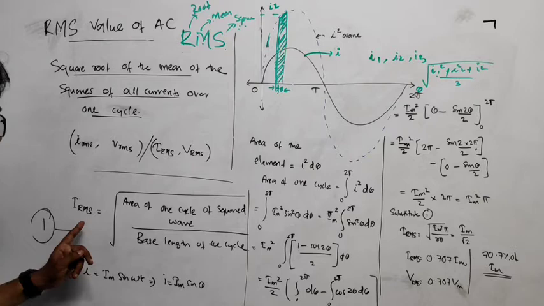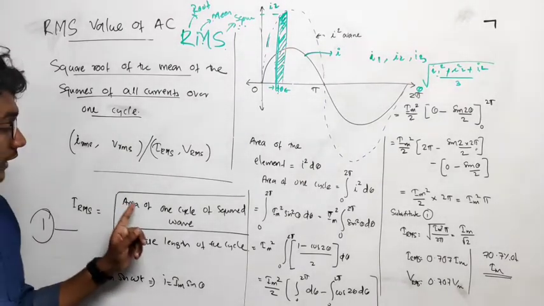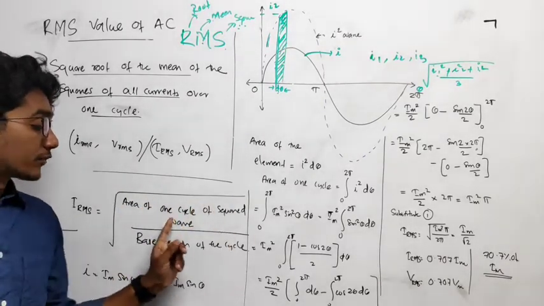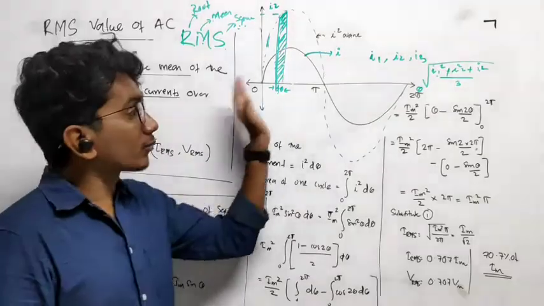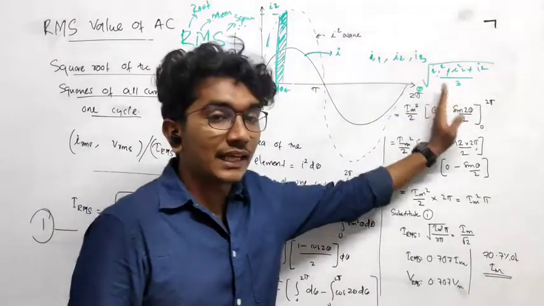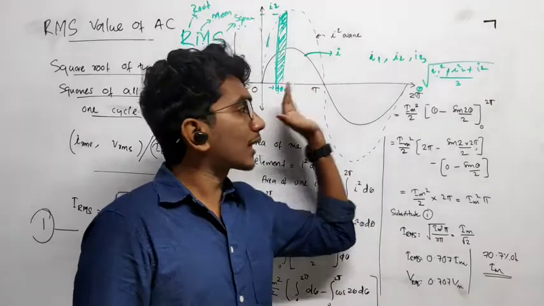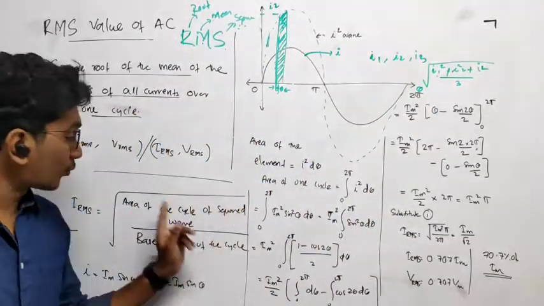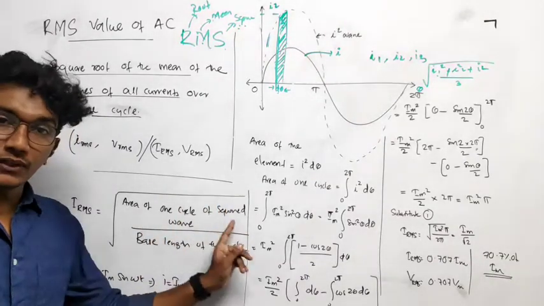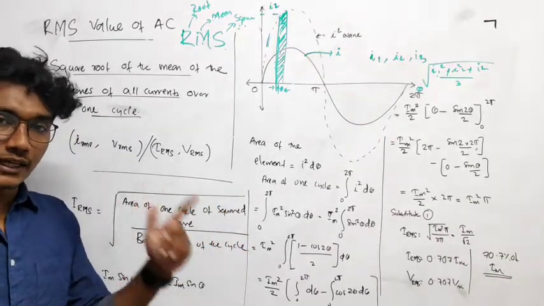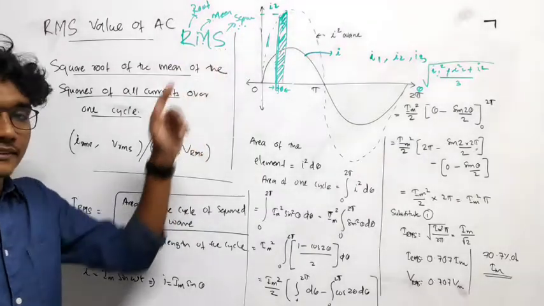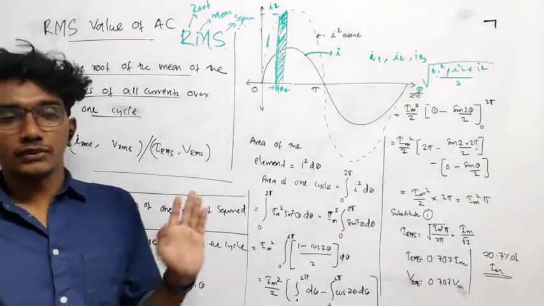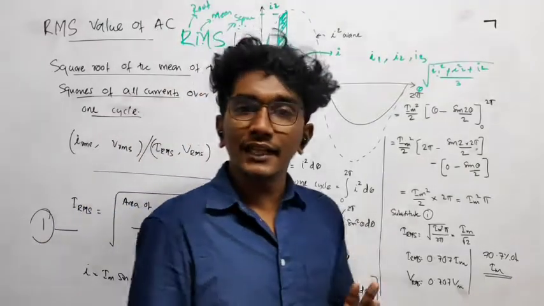So I RMS is equal to the root of the area of one cycle of the square curve divided by the base length. Look at this, not one half cycle, one complete cycle. That is very important. One full cycle of the squared wave, divided by the base length. Why do we need the base length? To take the mean.